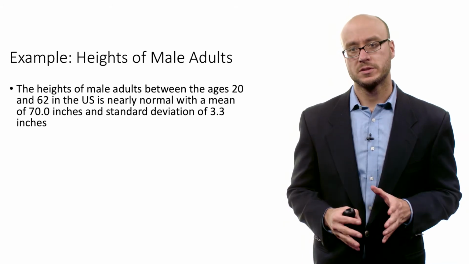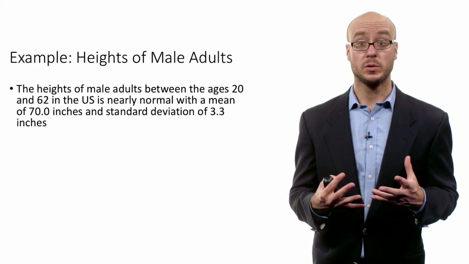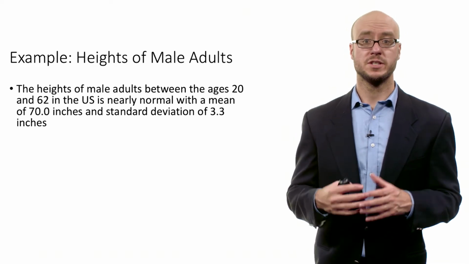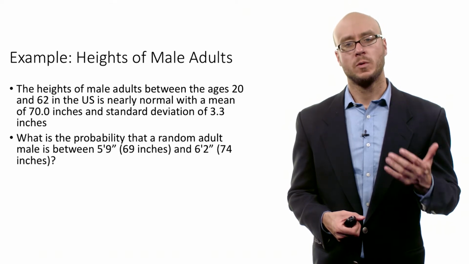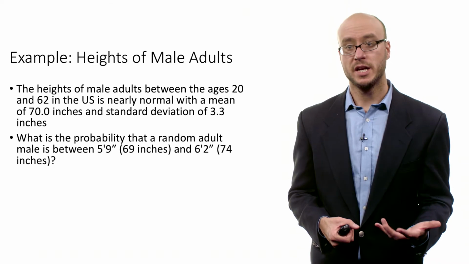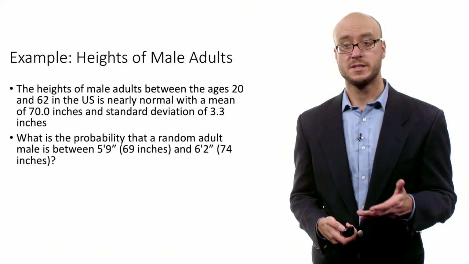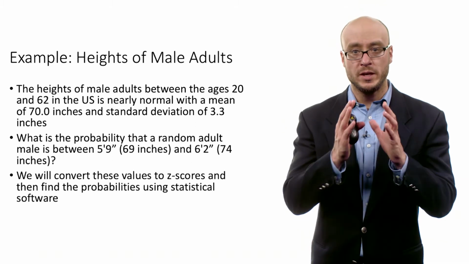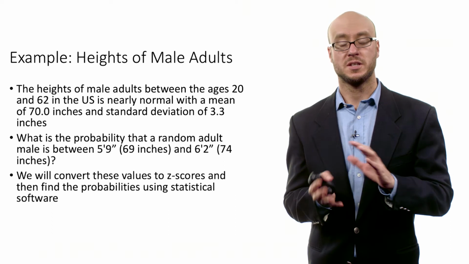The heights of male adults between the ages of 20 and 62 in the United States is approximately normal, with a mean mu of 70 inches and a standard deviation sigma of 3.3 inches. We might ask, what is the probability that a random adult male is between 69 inches and 74 inches, or 5 foot 9 inches and 6 foot 2 inches? We will convert these values to z-scores and then find the probabilities using statistical software with a comparison to normal probability tables.